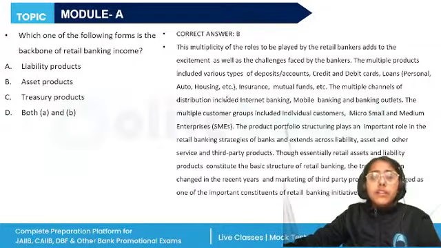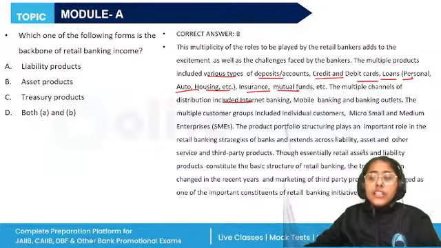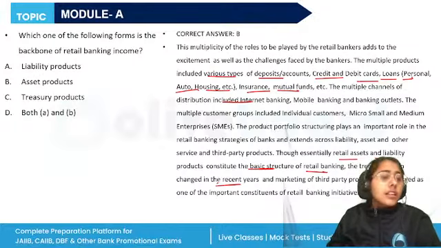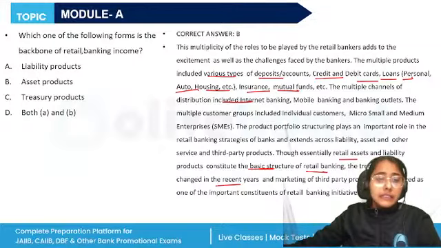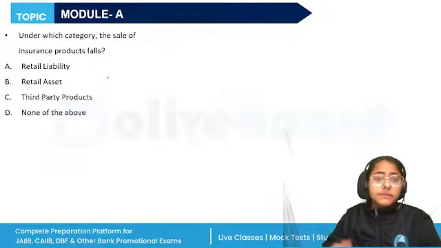Asset products. So there are multiple products including various types of deposits or accounts, credit and debit card, loans are also there, personal, auto, housing, insurance, mutual funds, multiple channels are also there, right? Though essentially retail asset and liability products continue the basic structure, the trend has also changed because of the emergence of third party products. But the backbone of the retail banking income comes from the asset products, the different types of loans which are offered.